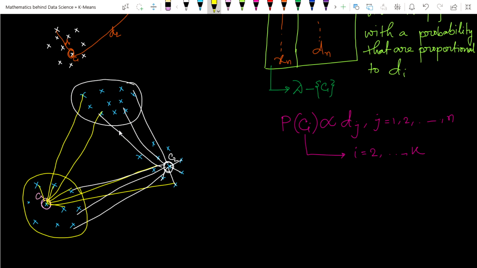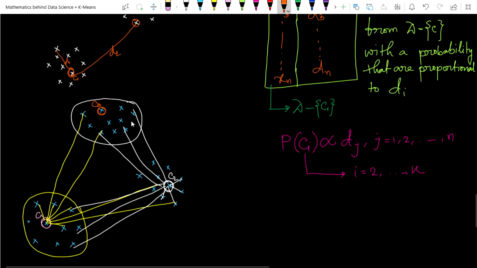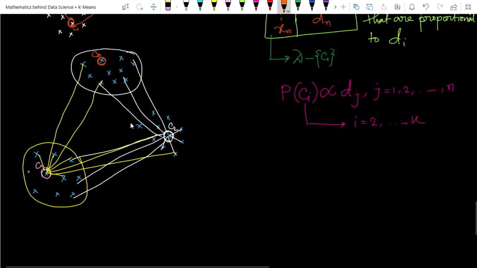Now for picking the next centroid, with the calculation that we have made, the next highest value will be this region's point. Just see these things. Suppose the next point that we have picked is here, and this is C3. Now based on these centroids, we will make the clusters. That's the thing that we have to do here.